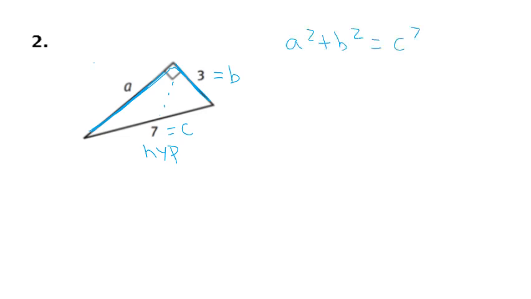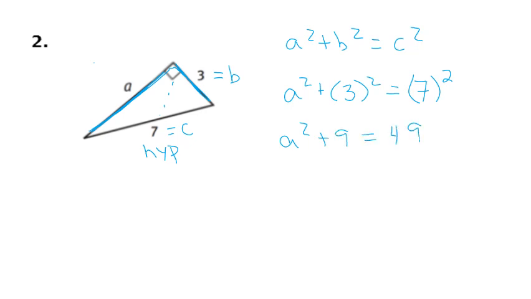So I have here A squared plus 3 squared is equal to 7 squared. A squared plus 9 is equal to 49. We're going to get A squared on a side by itself first, so we have to subtract 9.